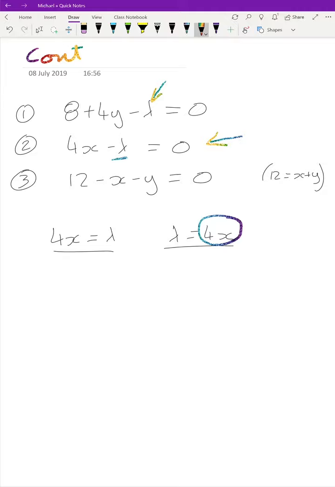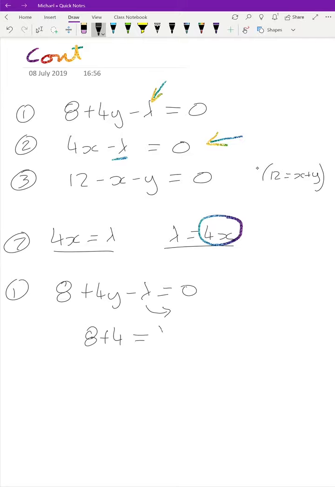But before I do that, I'm dealing with equation 1 now. So that was equation 2. Now equation 1, I have 8 plus 4y minus lambda equals 0. I'm going to move that lambda over to the other side, and I get an equation with lambda. And now I can take that lambda and replace it with that value of lambda, and I can say that equals 4x, and then I can forget about the lambda. So now 8 plus 4y equals 4x.